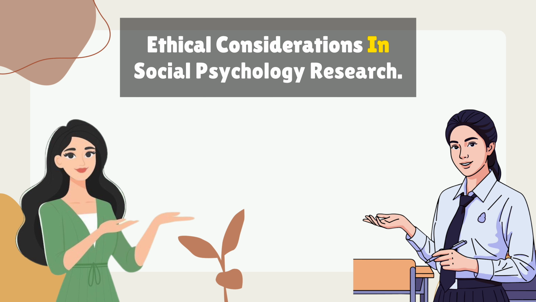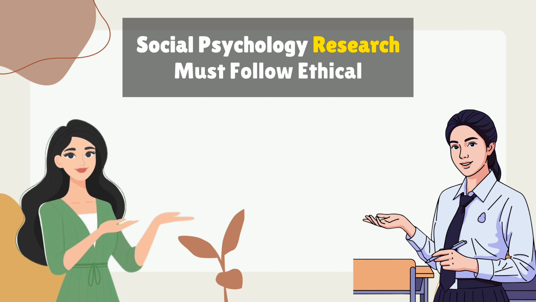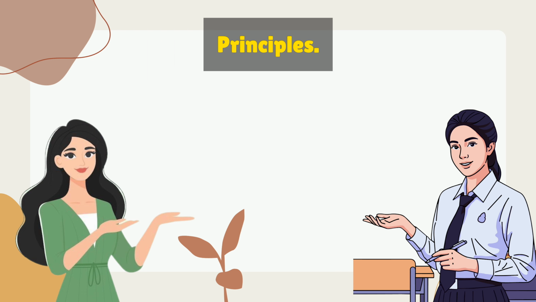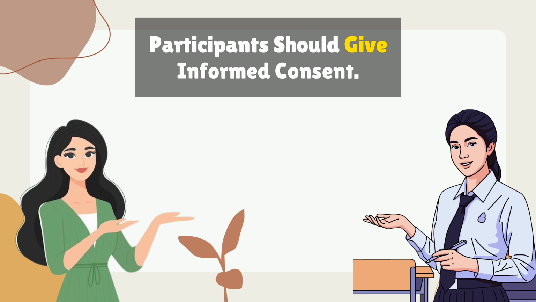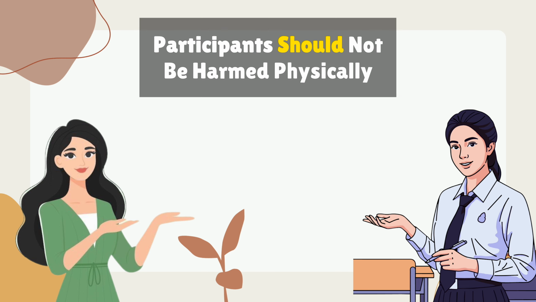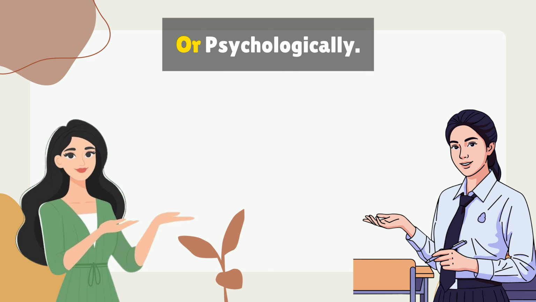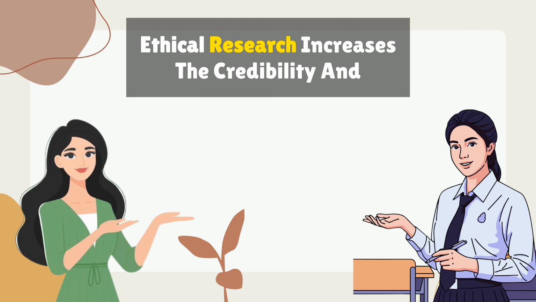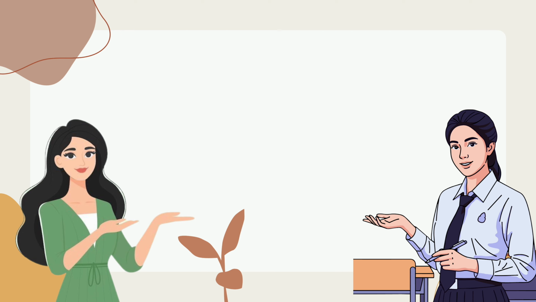Ethical considerations in social psychology research. Social psychology research must follow ethical principles. Participants should give informed consent. Their privacy and confidentiality must be protected. Participants should not be harmed physically or psychologically. Ethical research increases the credibility and reliability of social psychology.